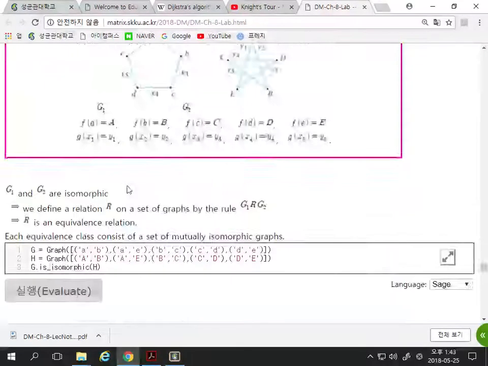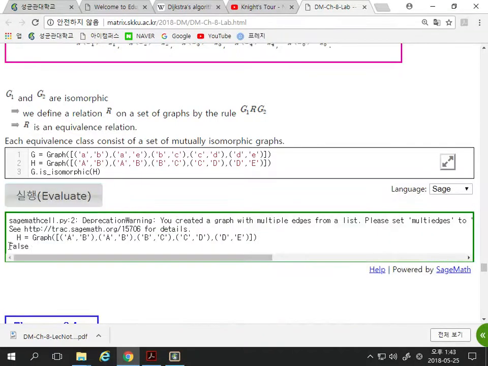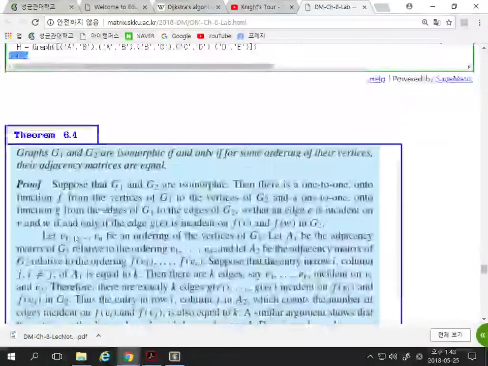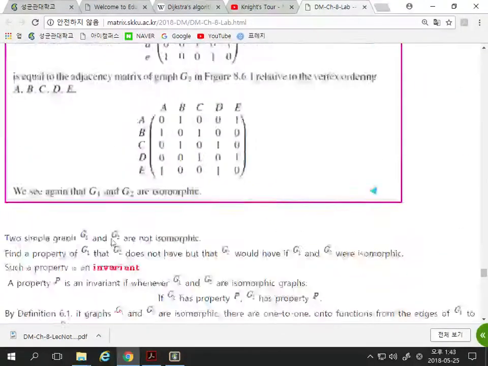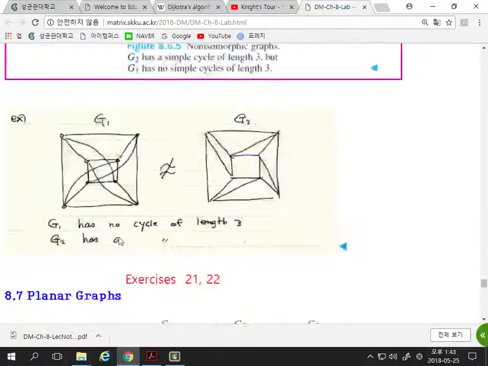And also for isomorphism, we can easily check whether the given 2 graphs are isomorphic or not. If we change it, then it will tell us it is not isomorphic. Okay, that's one easy way to check whether the given graphs are isomorphic or not.